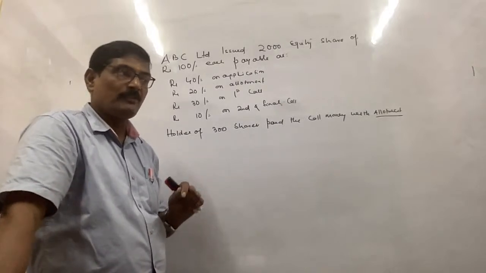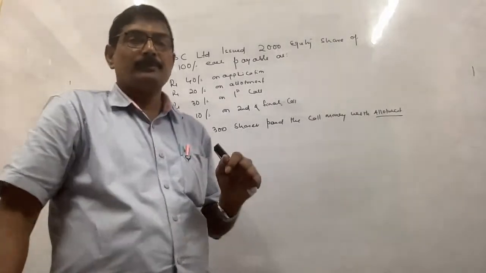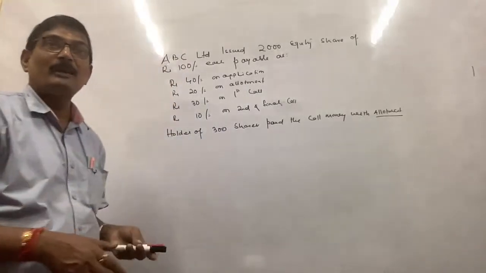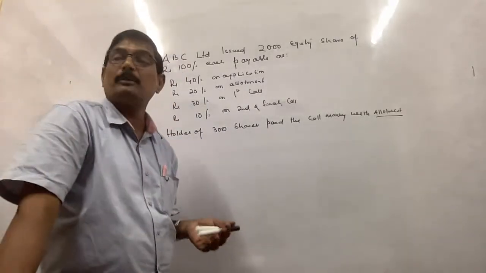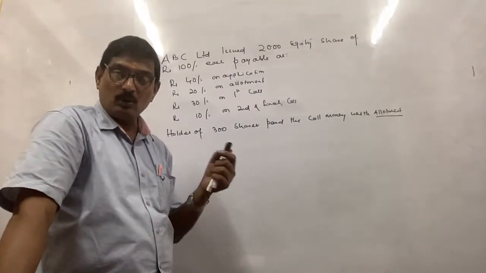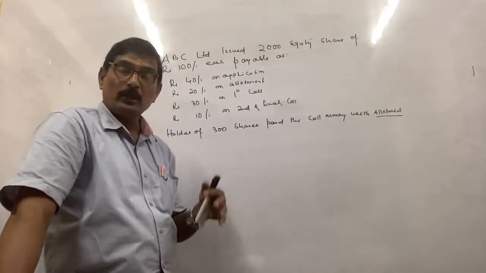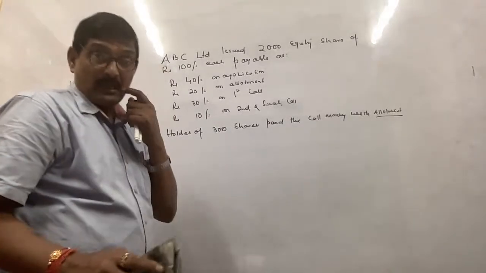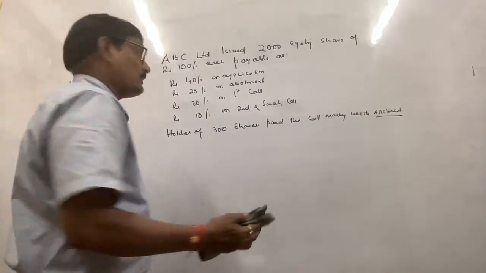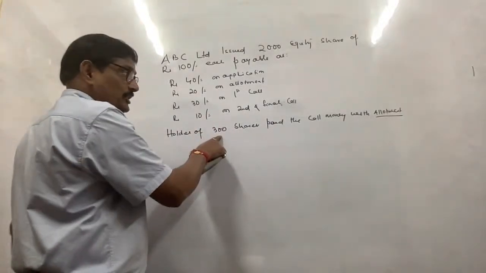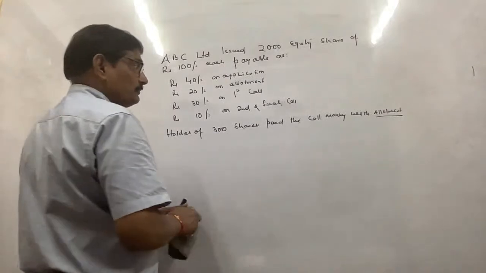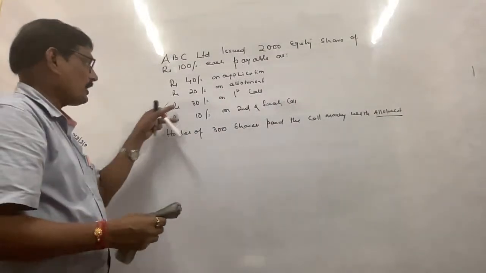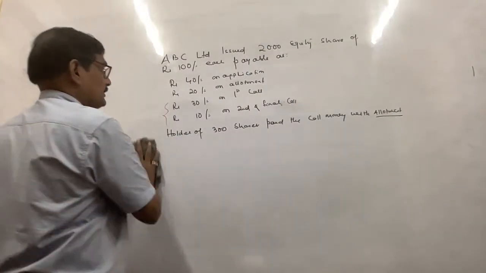Then for allotment money received. Again the same question. You may be asked not to open calls in advance account, or you may be allowed to open calls in advance account. So first, if we are allowed to mention calls in advance account. Now see, holder of 300 shares are paying the call monies, both first call and second call, with allotment. Now see, the entry.